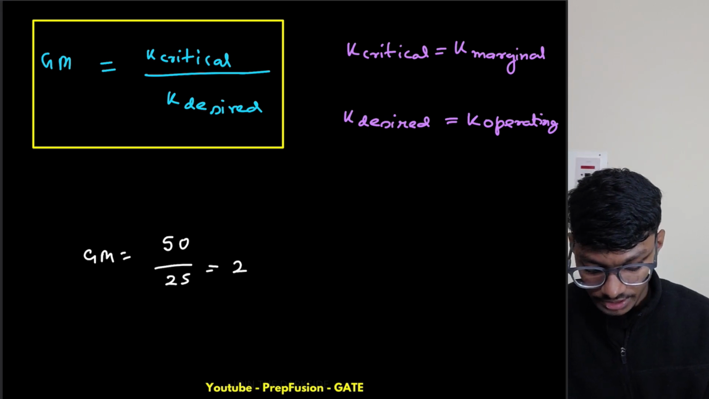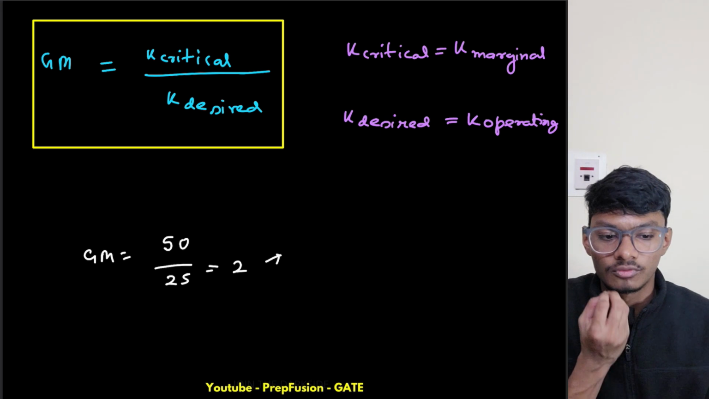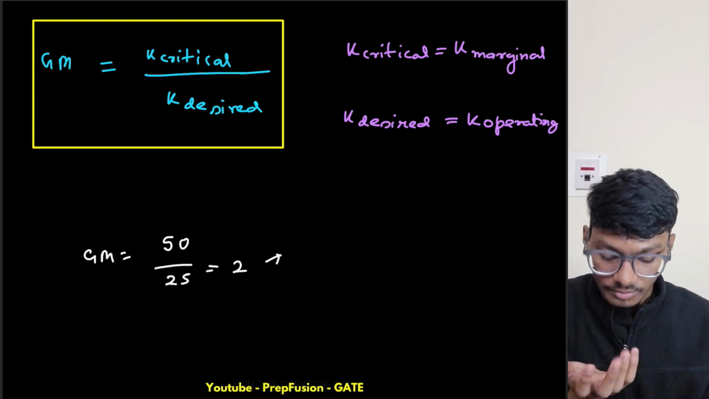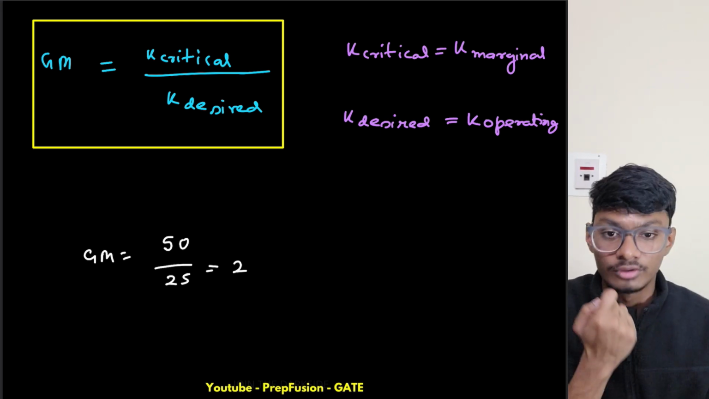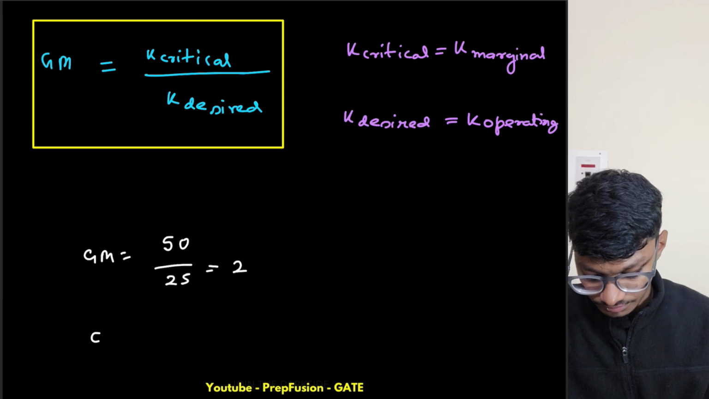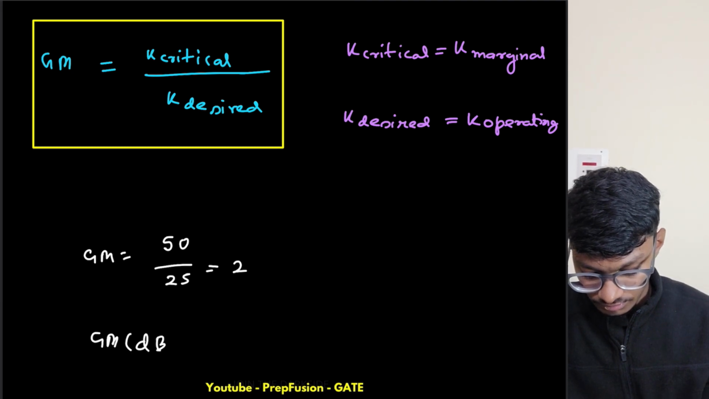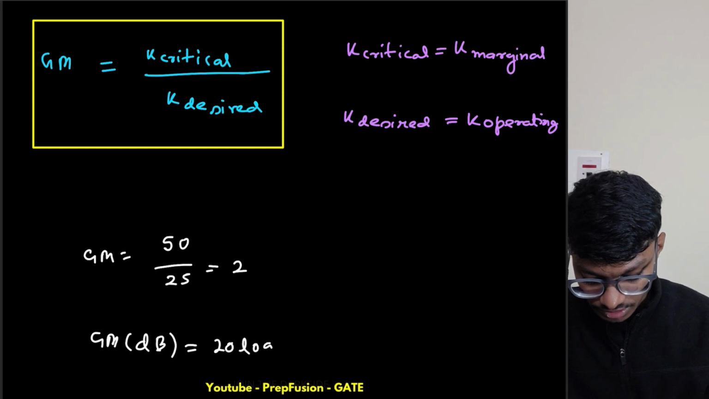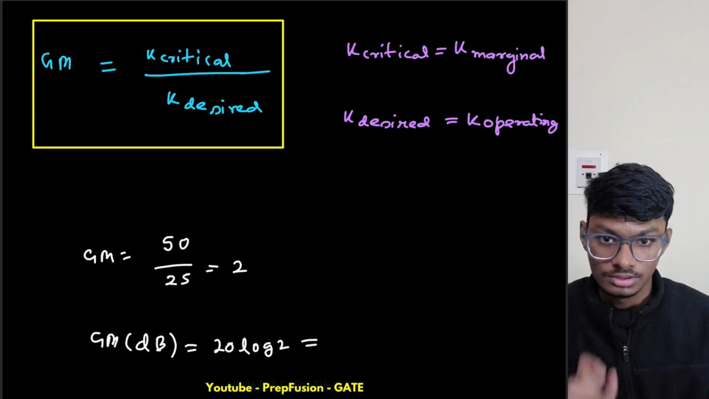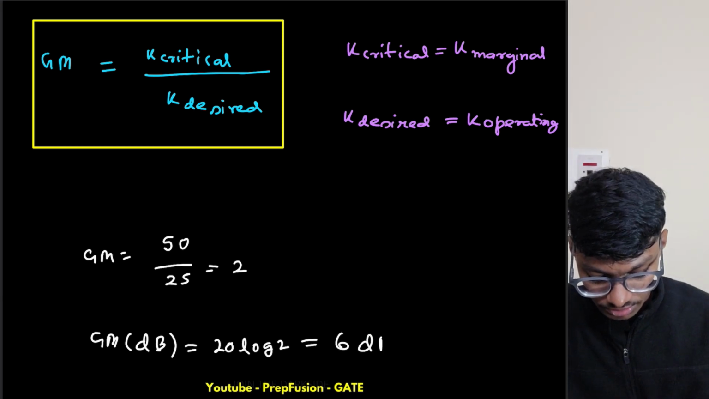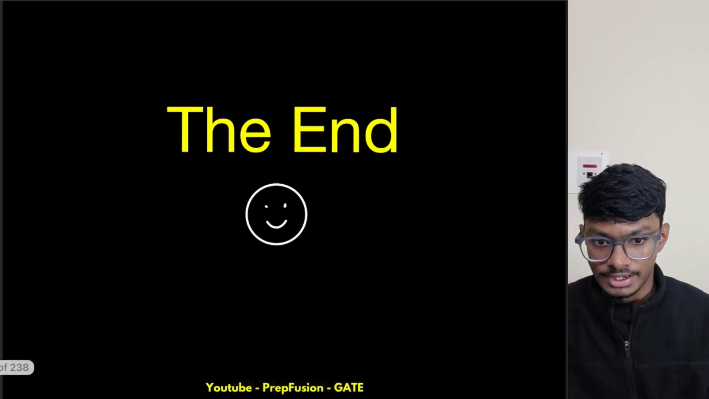is 2. Hence, I have only the gain margin, I don't have the phase margin. So from this, if I want to comment, it can be stable, but as I don't have the phase margin, I should not comment. And what is my gain margin in dBs? I told you to remember this. This will be 6 dB, since 20 log 2 is about 6 dB. So yeah, that's it.